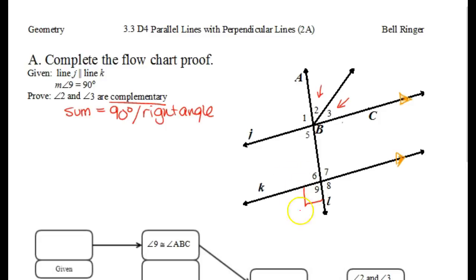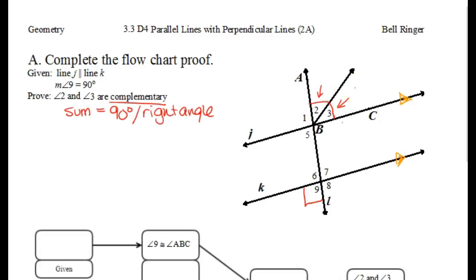So angle 9 is an alternate exterior angle with angle ABC. So we know that that's a right angle now too. So if angle 2 and angle 3 together create that 90 degree angle, is it safe to say that they are complementary?